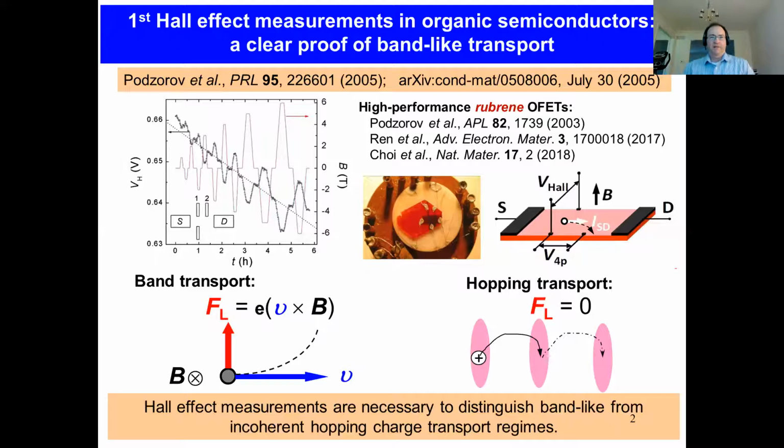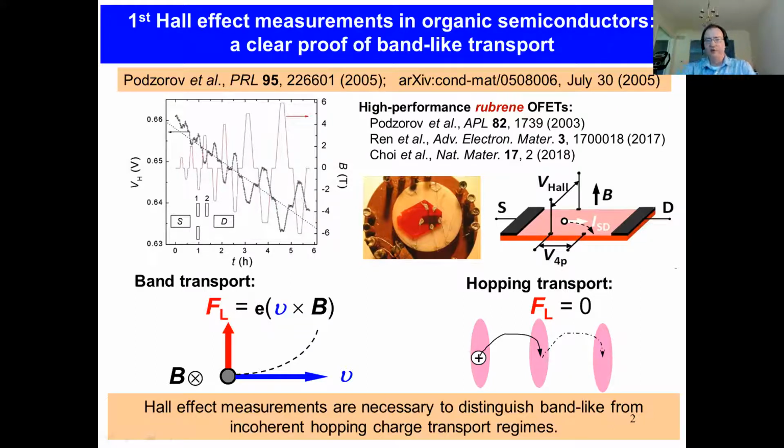Okay, so this is an introductory slide showing some very simple basic idea of the Hall effect. You probably know that originally Hall effect measurements in organic semiconductors were carried out in these high performance rubrene single crystalline transistors. And what we do here is we run current between source and drain. So the charge carriers are flowing in this direction, and the magnetic field is applied perpendicular to the conducting channel. And there is a Lorentz force acting sideways on the carriers and causing their trajectories to bend toward one side of the channel. And that produces this Hall voltage measured across the channel, in this direction perpendicular to the transport. And this is what is being measured in this experiment.